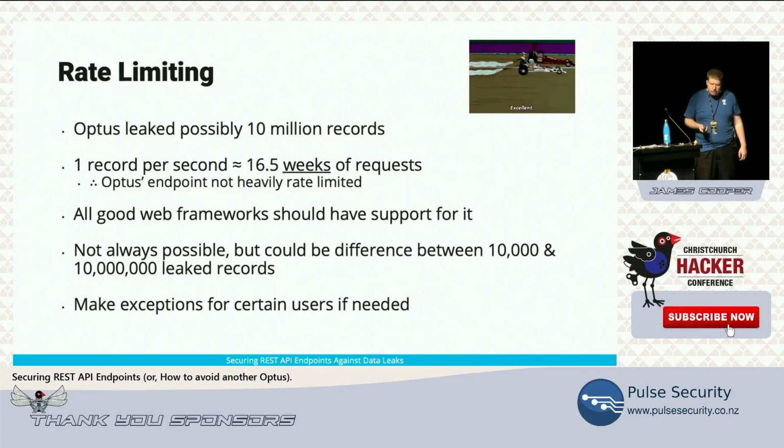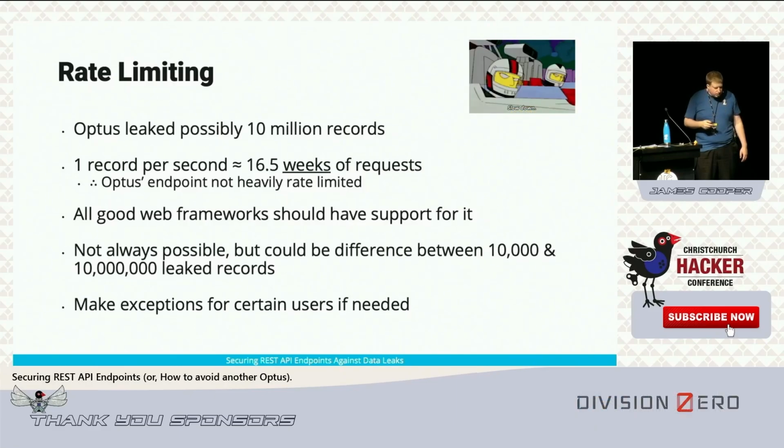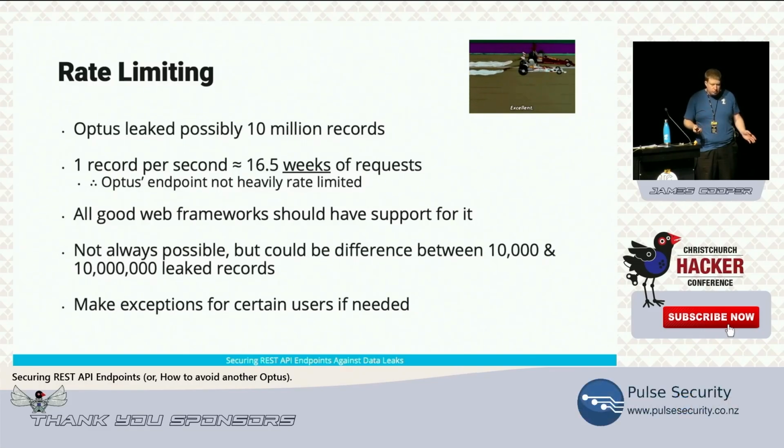So the conclusion is that the endpoint they were using probably was not heavily rate limited at all. In fact, I believe the security team at Optus eventually caught this because there was a giant spike in requests to the endpoint. But it took them hours before they noticed that and stopped it. And during that time, the person scraped millions of records.